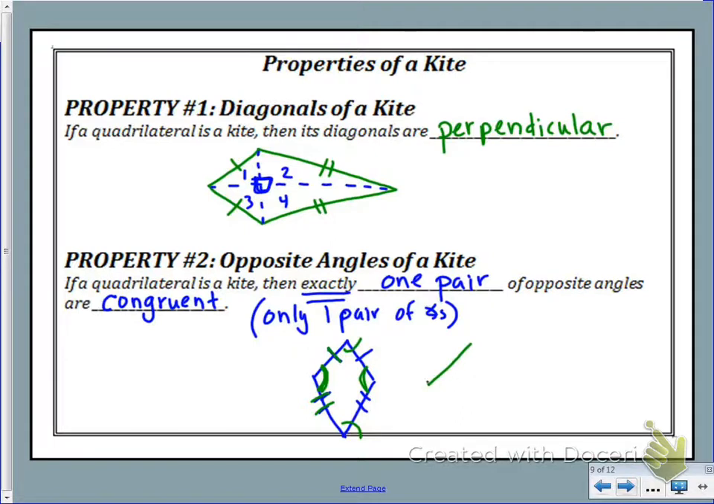Again, if my picture were oriented the other way, same is true here. My non-equal sides, here's 1 pair of non-equal sides that are consecutive. That means that this angle is congruent to its opposite angle. It will always work that way.